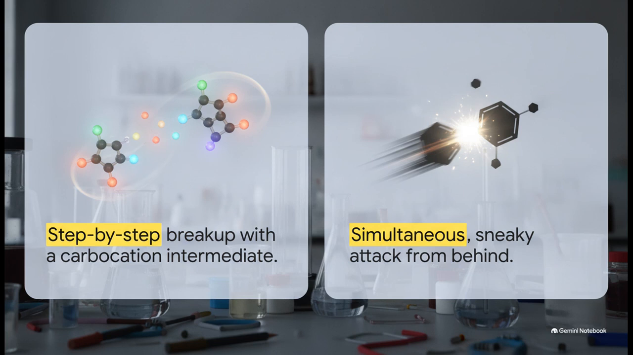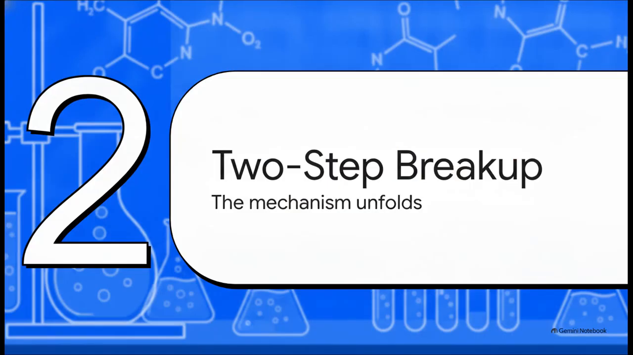Well, there are two main paths. Unlike the SN2 reaction, which is this simultaneous, crowded, kind of sneaky attack from behind that boots the halogen out in one swift move, our focus today, the SN1 pathway, is a far more dramatic, step-by-step molecular breakup. It takes patience. It actually requires the original molecule to completely fall apart before the new bond can ever be formed. Moving on to Section 2, the two-step breakup.